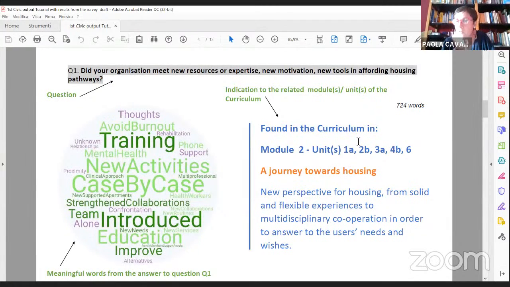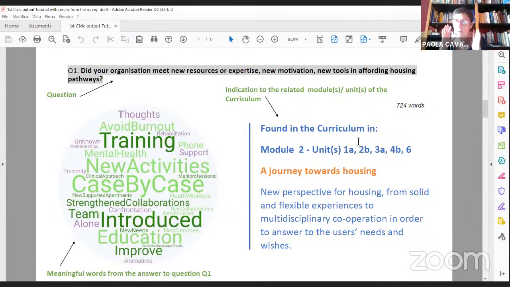So we can read these reports and think about what happened in the pandemic, but it's also interesting to find the connection with the curriculum. Of course, we are here for this. And I think we can well integrate this in the tutorial, because it's something that helps people to pass from a question, and for example, training, something new, strength, collaboration, improve, to the units of the curriculum.